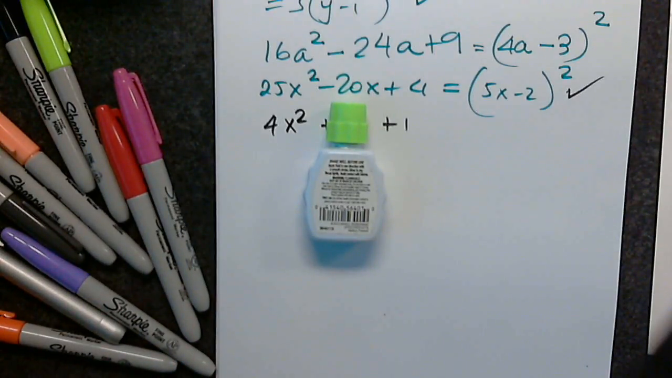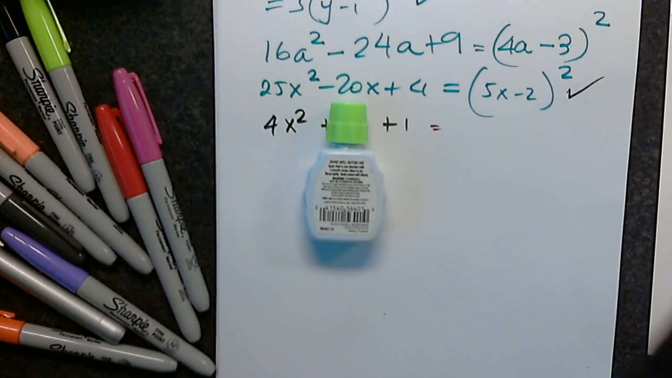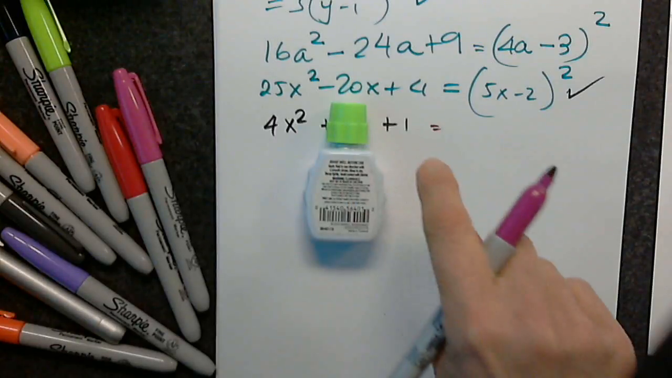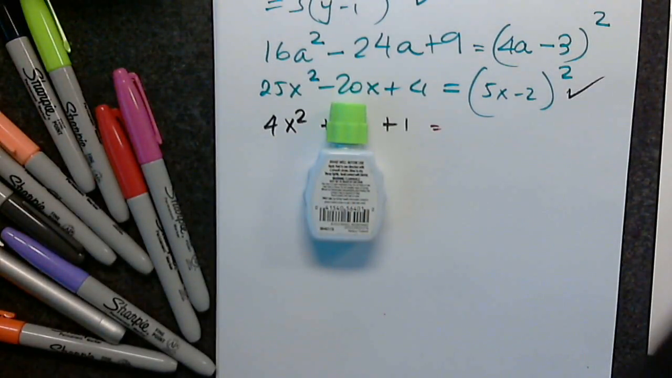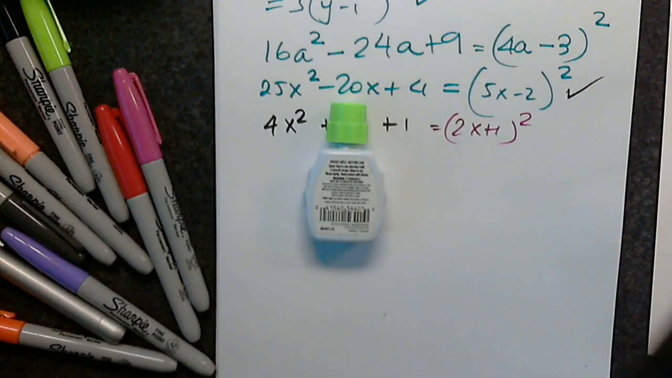Make sure they are special. Make sure they are perfect squares. And if they're not, then I have to move on to something else. So are they perfect squares? Good. And this is positive. Both are positive. What do you hope for? Exactly. I hope for 2x plus 1.